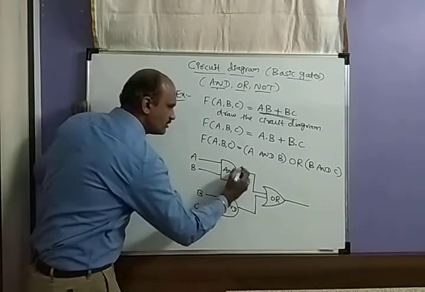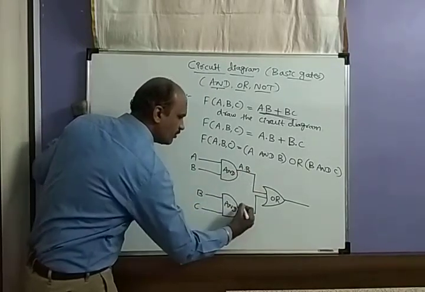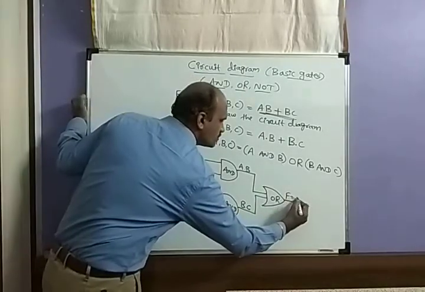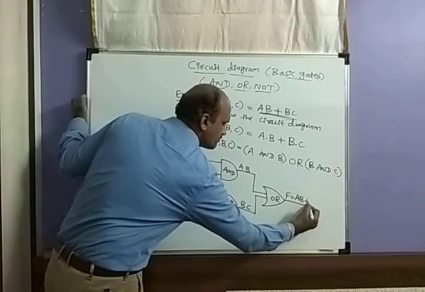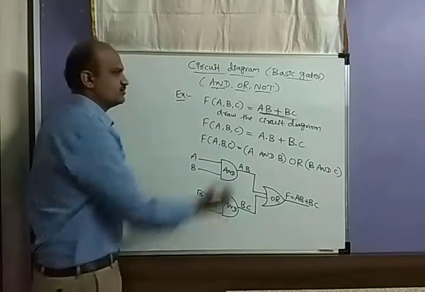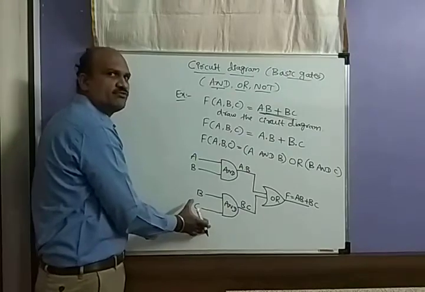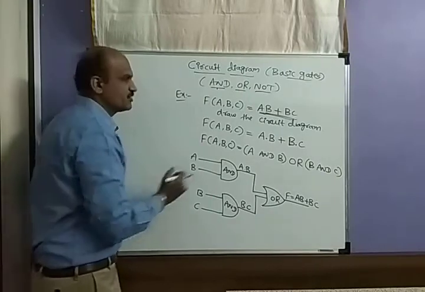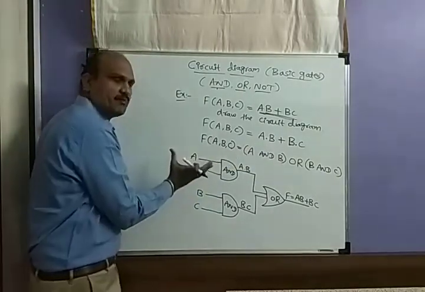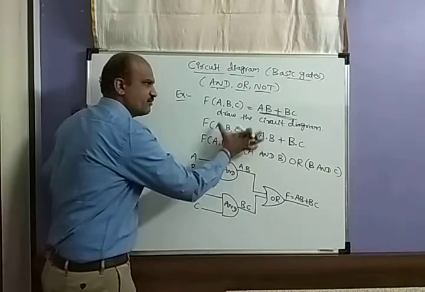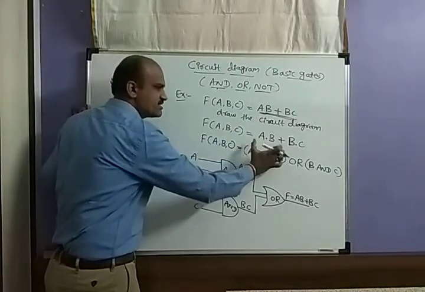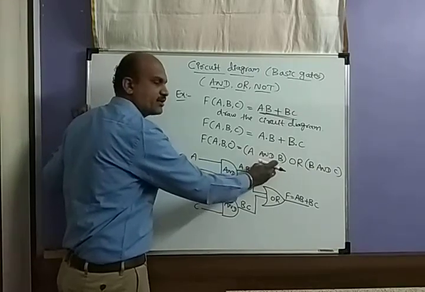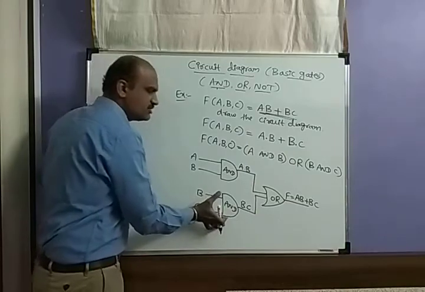So here what you got: here you got A into B, here you got B into C, then finally both are combined. Then we got F is equal to AB plus BC. This is how you write the logic circuit diagram for any given expression using basic gates. Whatever the given expression, first write it like this and then draw it using AND gate, OR gate and NOT gate.